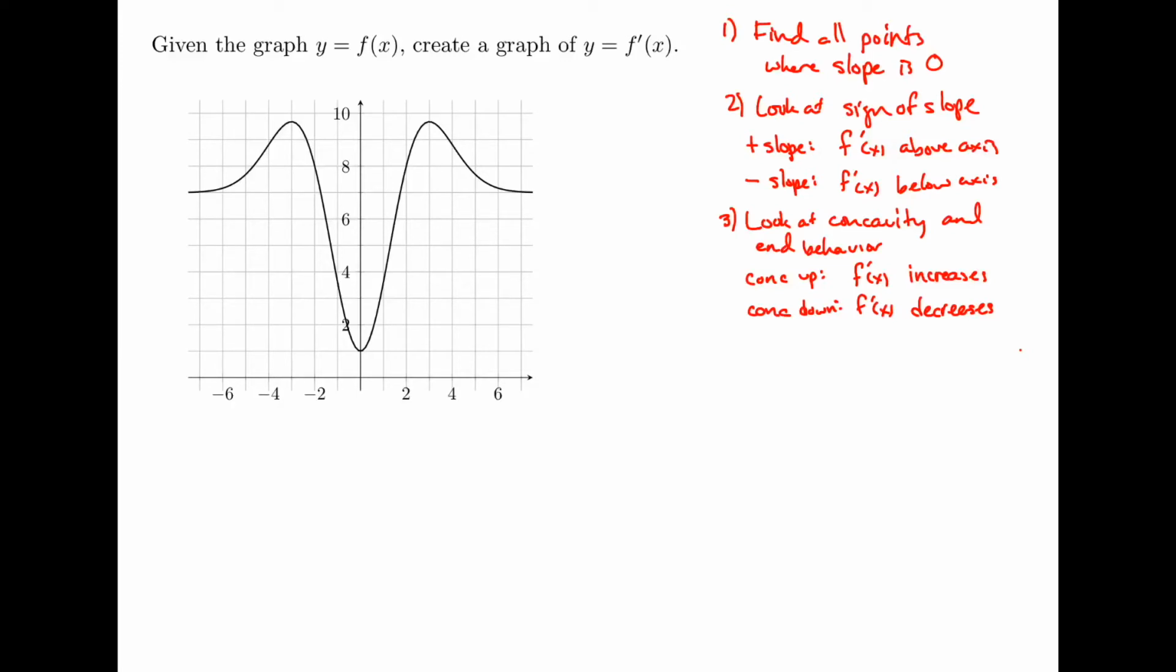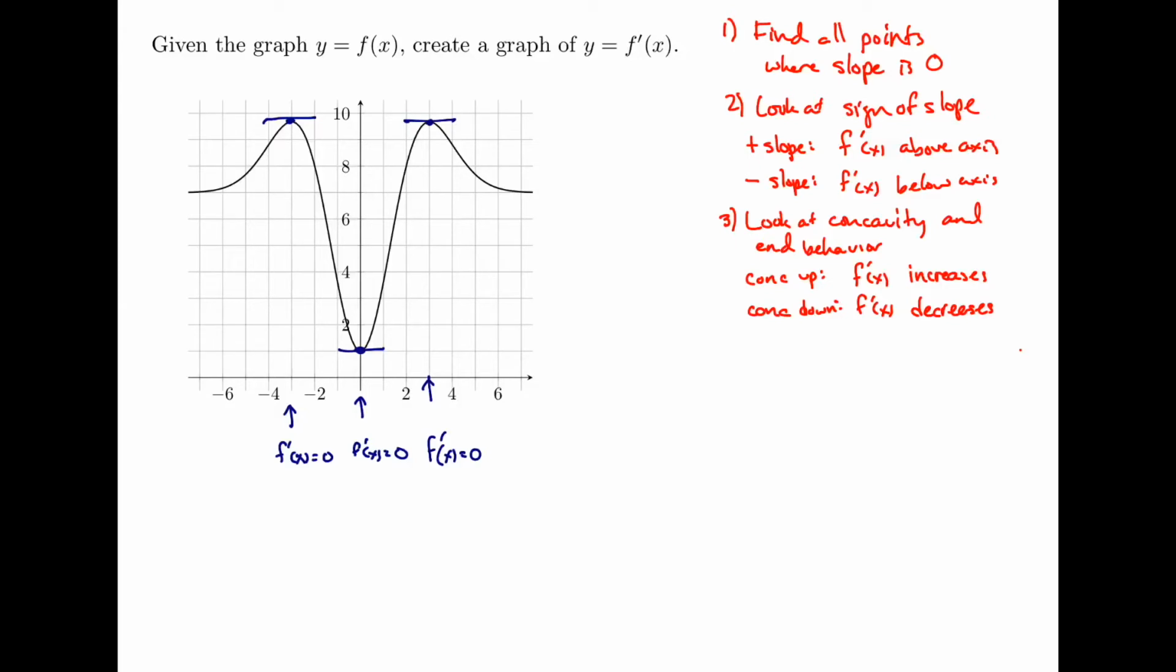First, we're going to identify spots where the slope is 0. These are where I have a horizontal tangent. So I have 3 points where I have a horizontal tangent line. Those are going to be at negative 3, where the derivative equals 0. At 0, my derivative equals 0. And at 3, my derivative equals 0.